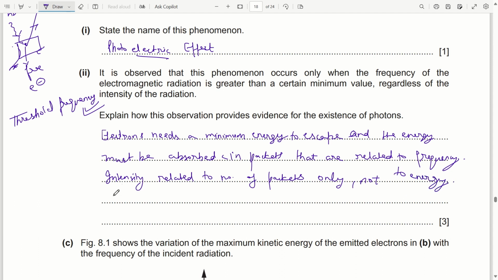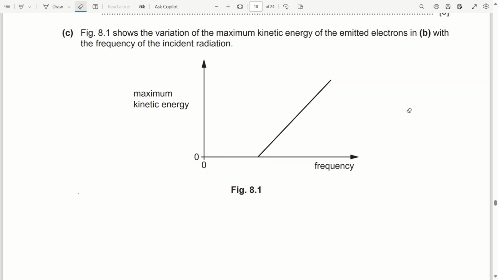Therefore, it absorbs only a single whole packet. Now C part, the figure shows variation of maximum kinetic energy versus frequency.